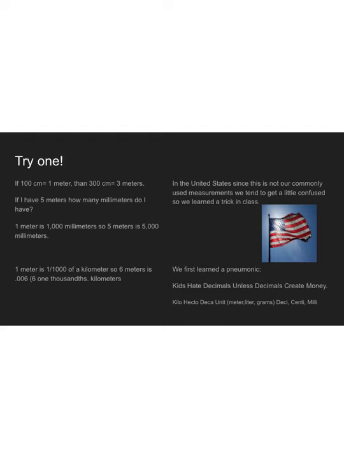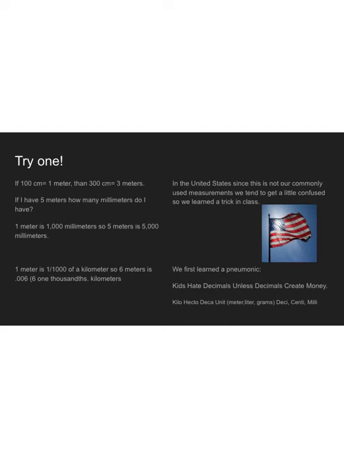If I have 5 meters, how many millimeters do I have? Well, if I know that there's 1,000 millimeters in 1 meter, and I have 5 meters, then I would just multiply by 5 and find out there's 5,000 millimeters. It's pretty simple, kind of like our feet to inches conversions, which are simple for many Americans to do.